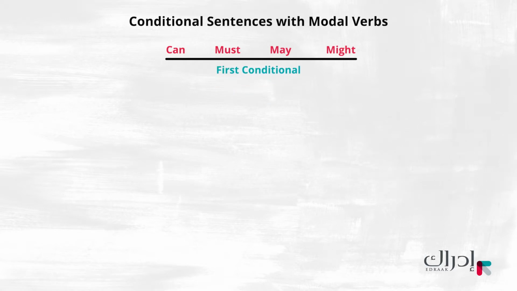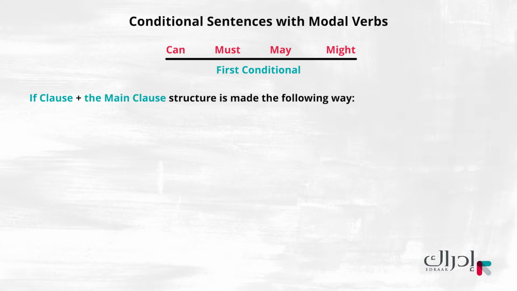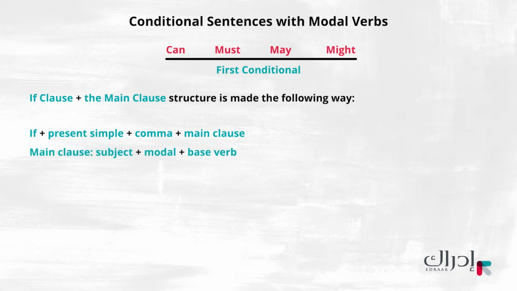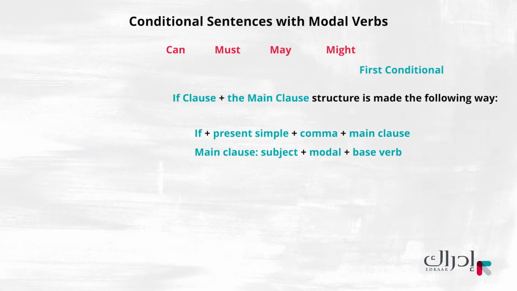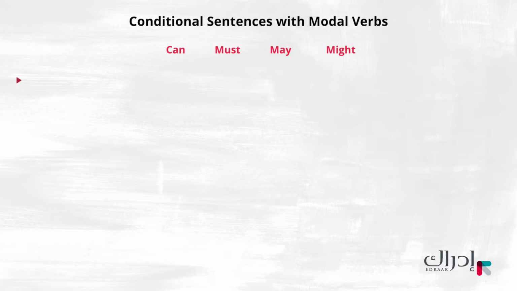Consider the structure. If clause followed by the main clause structure is made the following way. If followed by the present simple, followed by a comma, and then add the main clause, which is the subject, followed by a modal, followed by a base verb. Now look at the example. If there is bad traffic, I might stay at home.